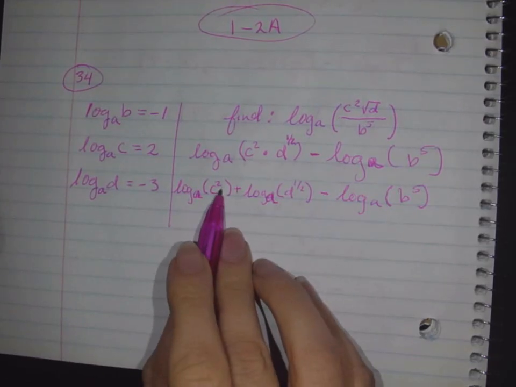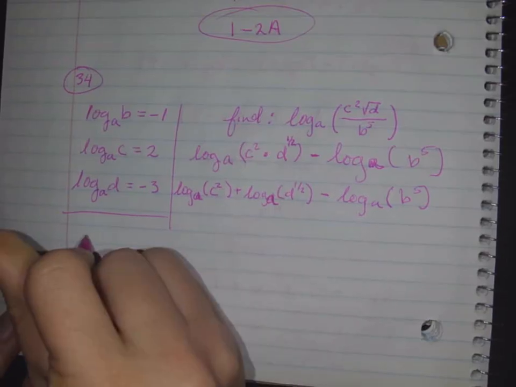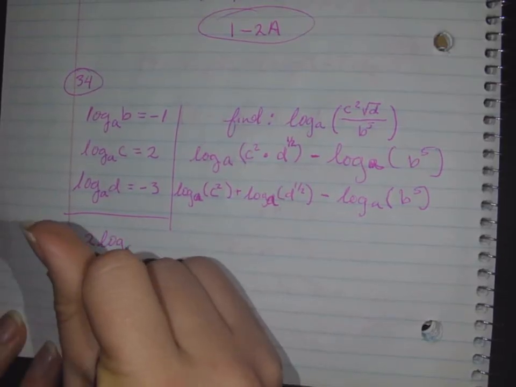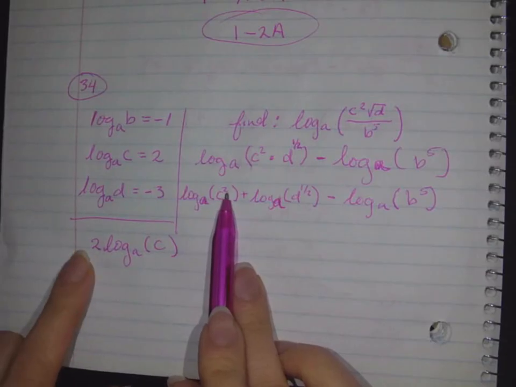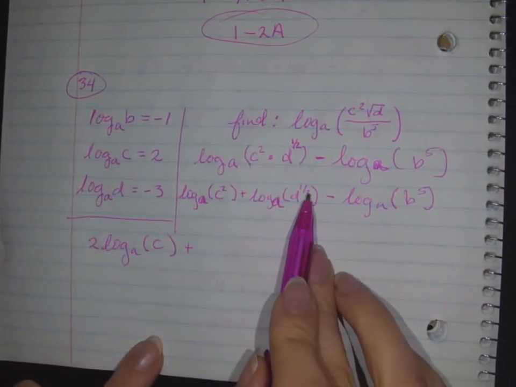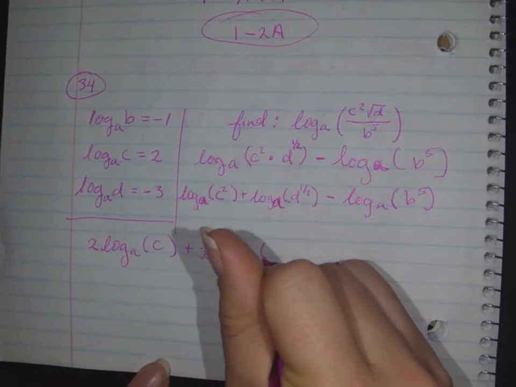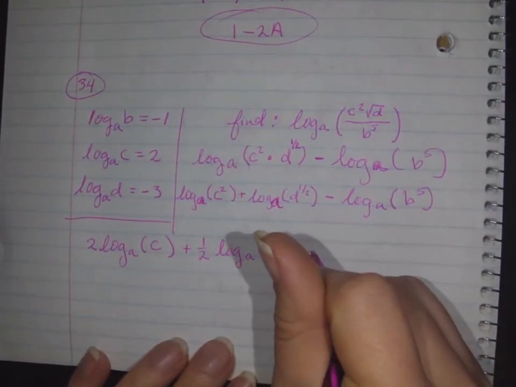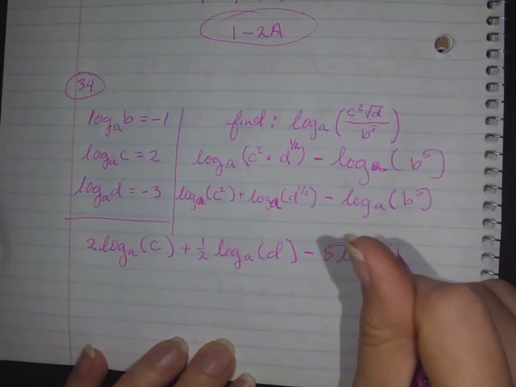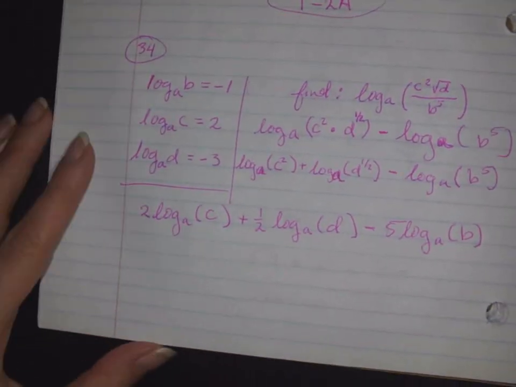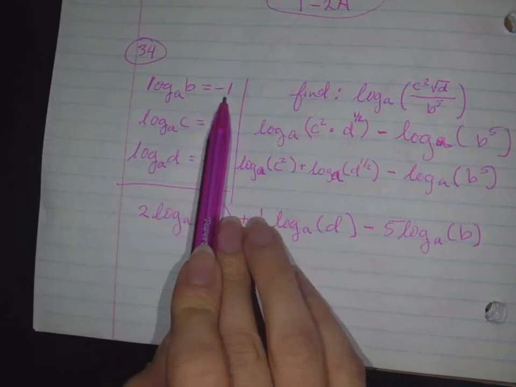Let's deal with these powers, these exponents that we're raised to. Remember that we can take that power, that 2, and we can place it out front. So we can go 2 log a of c, just like that. So that 2 is now just out in front. And let's do the same thing. Since this is raised to the 1/2, let's put the 1/2 out in front. Log a of d. And then we'll minus it from, okay, this was raised to the 5th, so we'll put the 5 out front. Log a of b. Okay. Right here it says log base a of b is equal to -1.